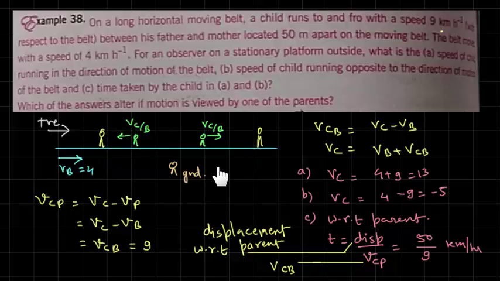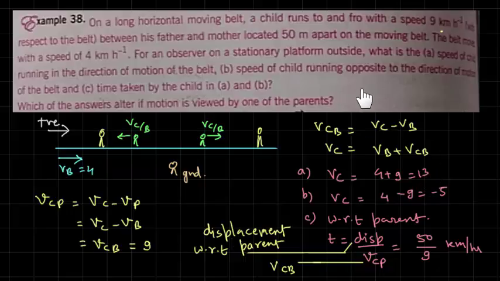Now for the first part, the velocity of child with respect to belt is Vc minus Vb. So the velocity of child is Vb plus Vcb, and in our problem it is given Vb is 4 and the velocity of child with respect to belt is 9. So when it's running along the belt, as has been asked in the first part, then it is 4 plus 9 is equal to 13.